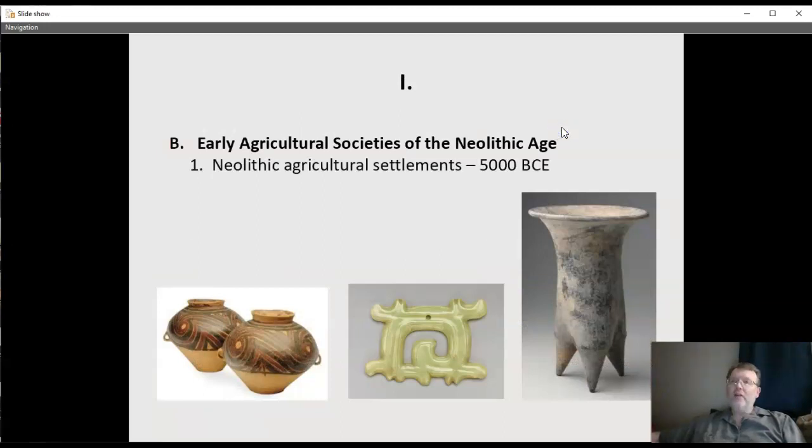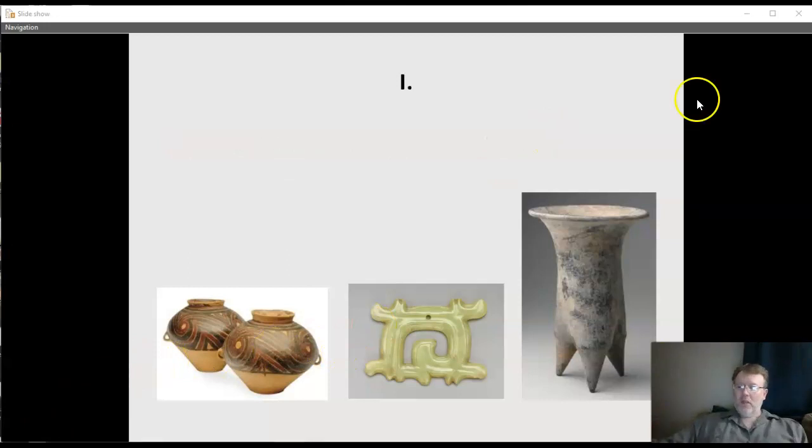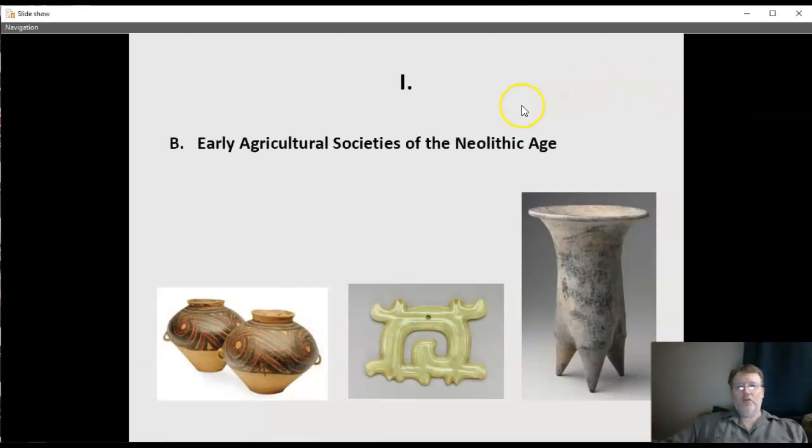All right. Early agricultural societies of the Neolithic Age. Remember, this is the New Stone Age. Agriculture here was founded a little later than other societies, other regions we've talked about.